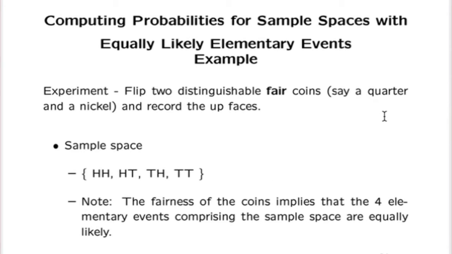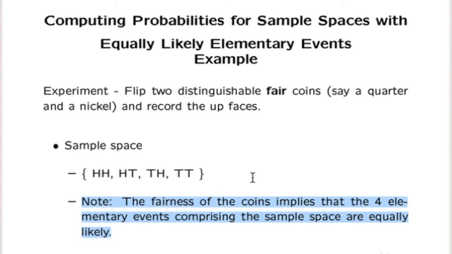So let's revisit the examples that we've looked at before, and their experiments. Let's consider the experiment of flipping two distinguishable, but now we're going to say, in addition, fair coins, say a quarter and a nickel, and record the up faces. So we've already identified the sample space for this experiment. There are 4 possible outcomes. And now, by saying that these coins are fair, that's going to imply that the 4 elementary events comprising the sample space are equally likely.